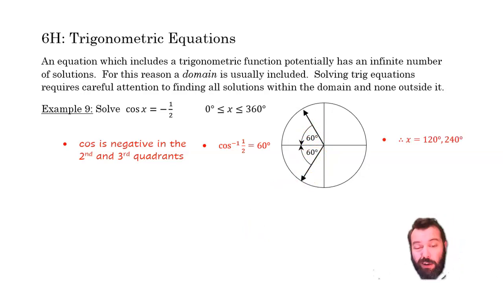So those are my two solutions. You could always check that in your calculator, I suppose. You could go cos 120, oh, -0.5. Cos 240, there you go. But that's not going to tell you you've got all of them. So be careful and thorough.